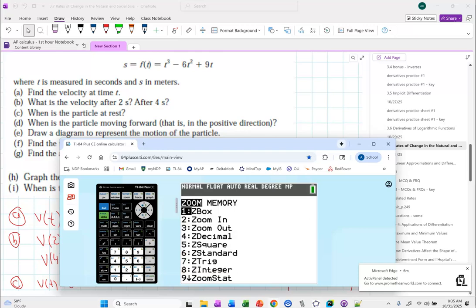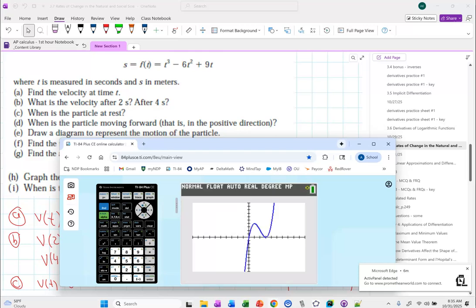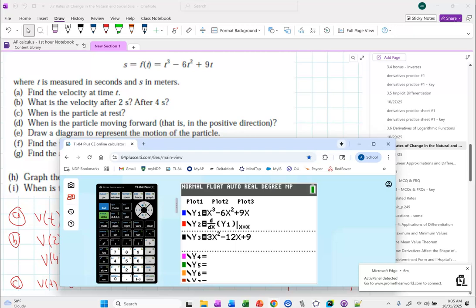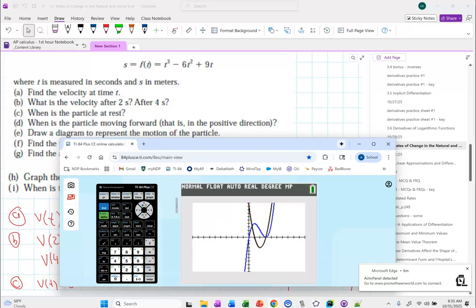So I'll just zoom standard, get a normal window. There's the original function, there's the derivative. And when we did this by hand, we said that our answer should have been 3x squared minus 12x plus 9. So if I graph this, what should I notice with y2 and y3? They should be the exact same graph, right?